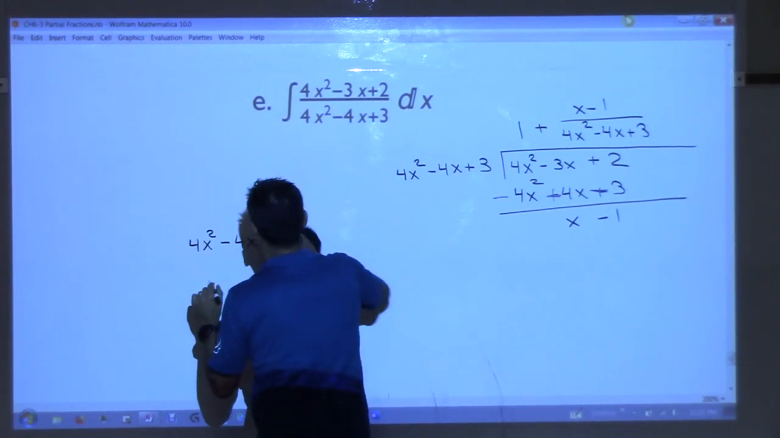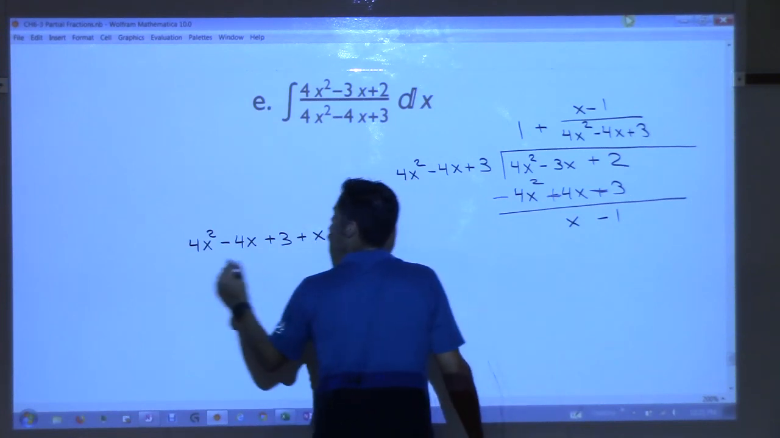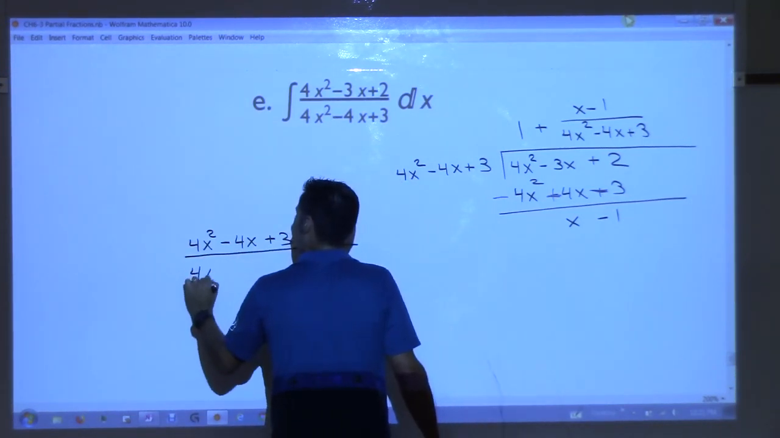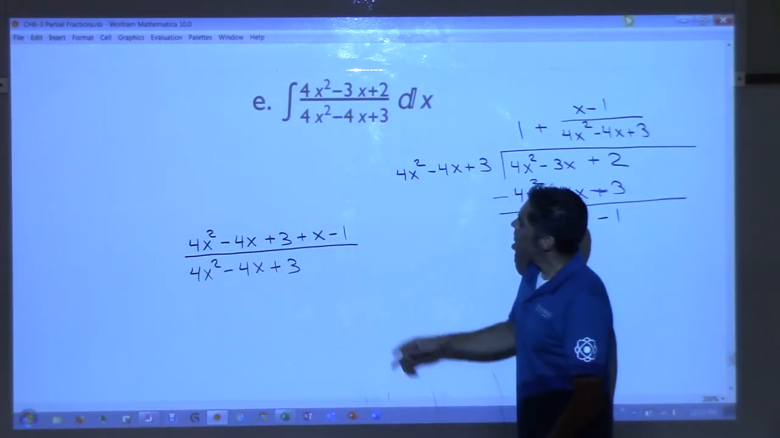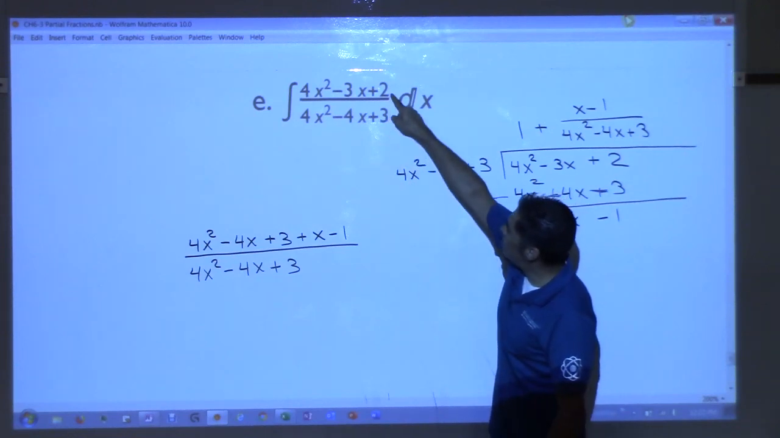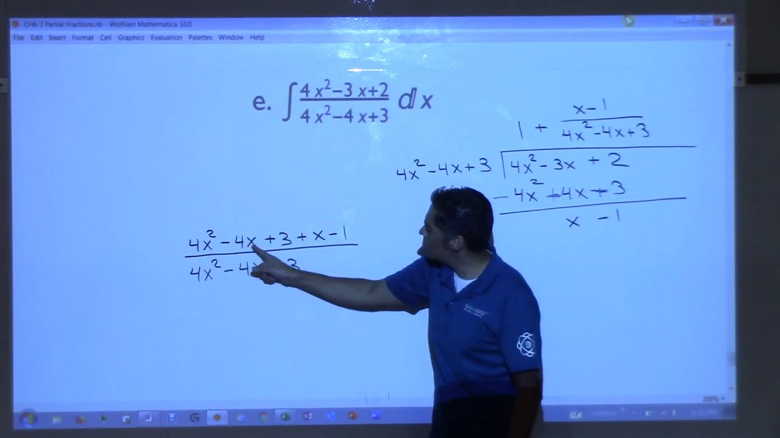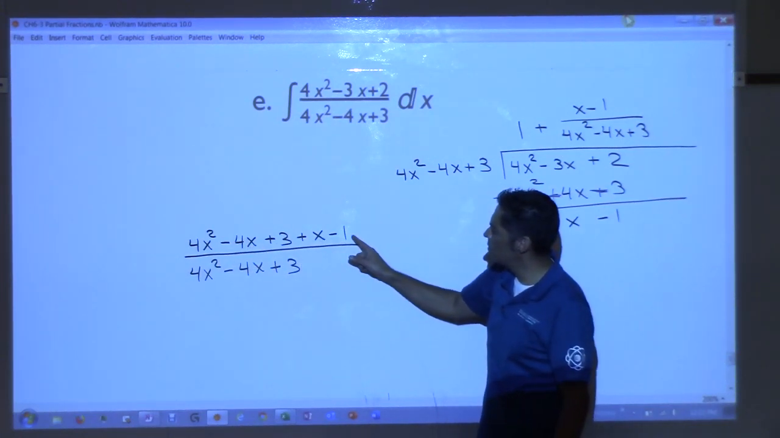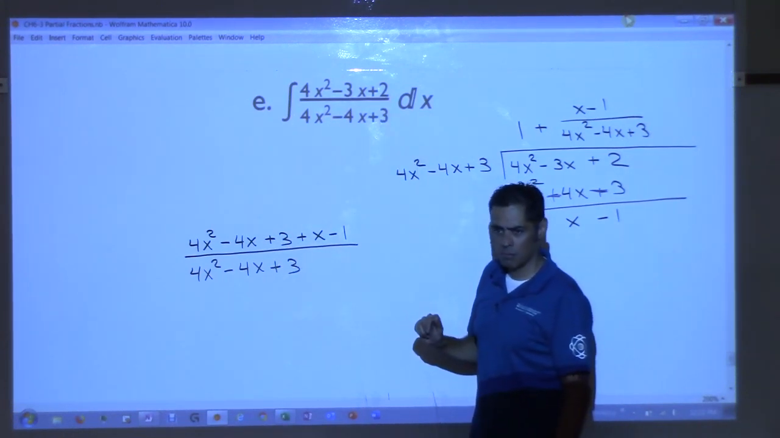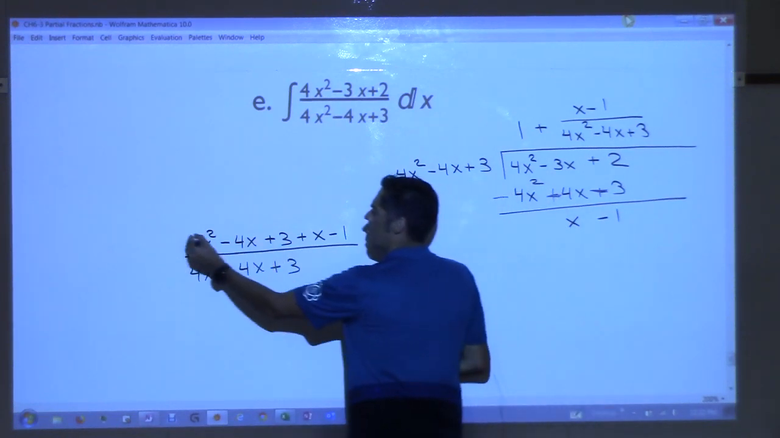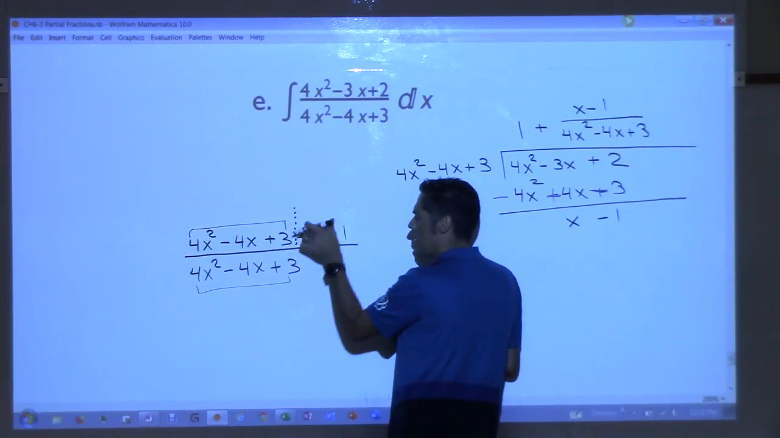Oh, wait, hold on. Okay. Do you agree with me that the numerator is actually that? I rewrote this top one as 4x squared minus 4x plus 3 plus x minus 1. So if I put this together with this, I get minus 3x, and if I put this with this, I get plus 2. Do y'all see that? Do you see that if I broke this up into 2 fractions, that over that and that over that, that's legal.